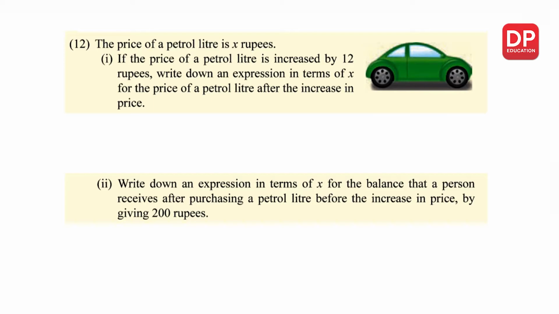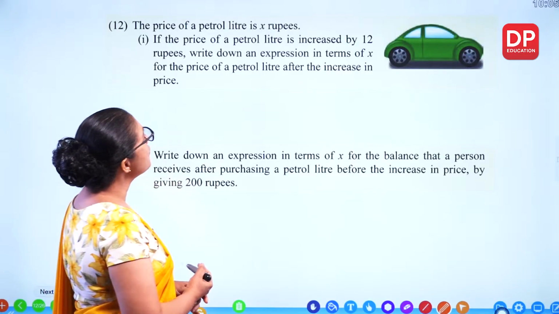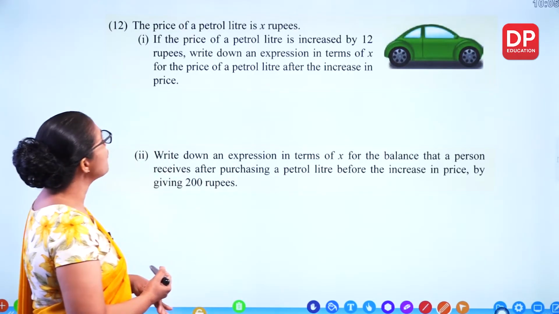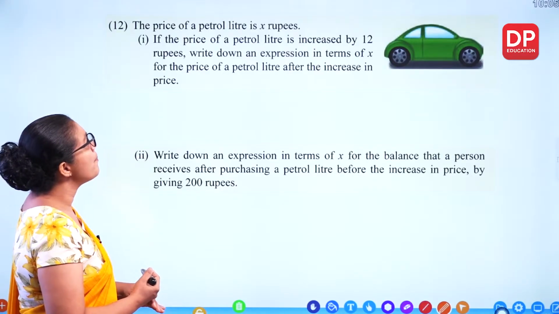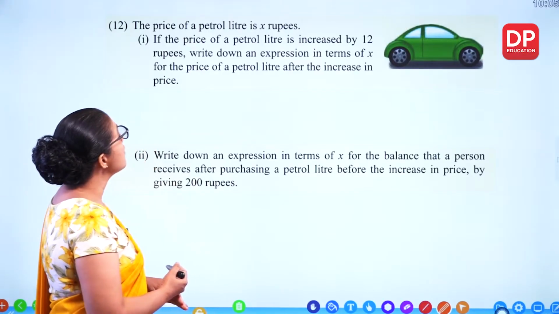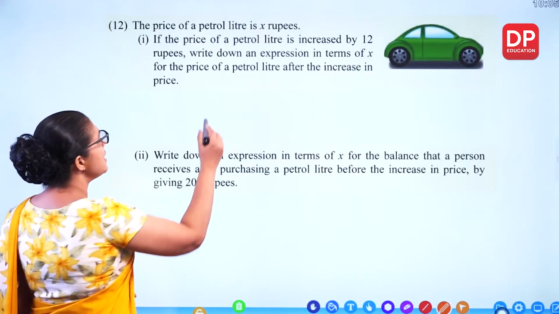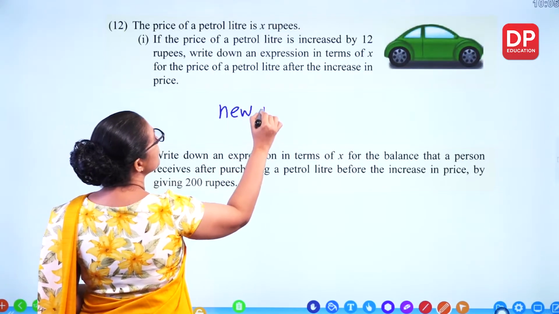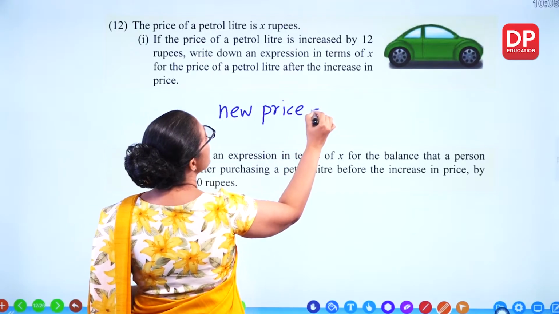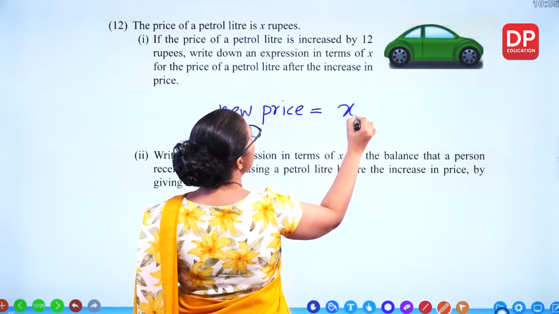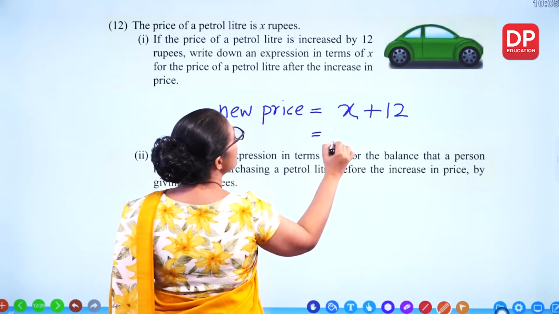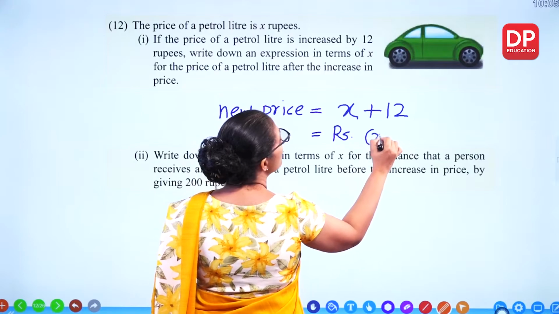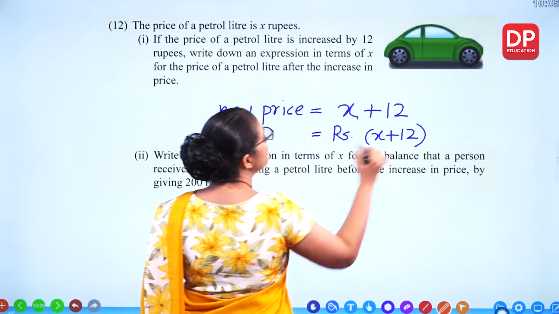Question number 12. The price of a petrol liter is X rupees. If the price of a petrol liter is increased by 12 rupees, write down an expression in terms of X for the price of a petrol liter after the increase in price. So what's the new price? Price before X rupees and then 12 rupees increased. So this is in rupees. X plus 12.